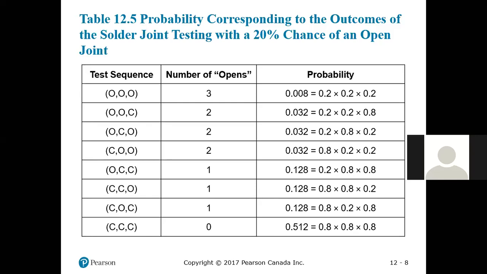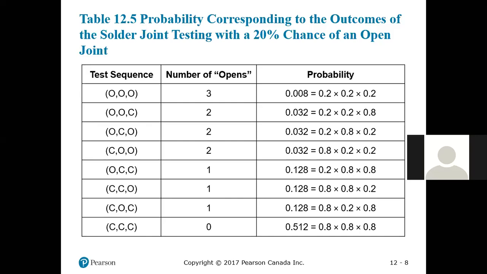So for example, the probability that the first one is open and the other two are closed would be the probability of one being open, which is 0.2, times the probability of the closed one, which is 0.8 times 0.8. So the probability of the first one being open and the other two being closed would be 0.128. So therefore, the probability of one of those joints being open would be 0.128 multiplied by 3.